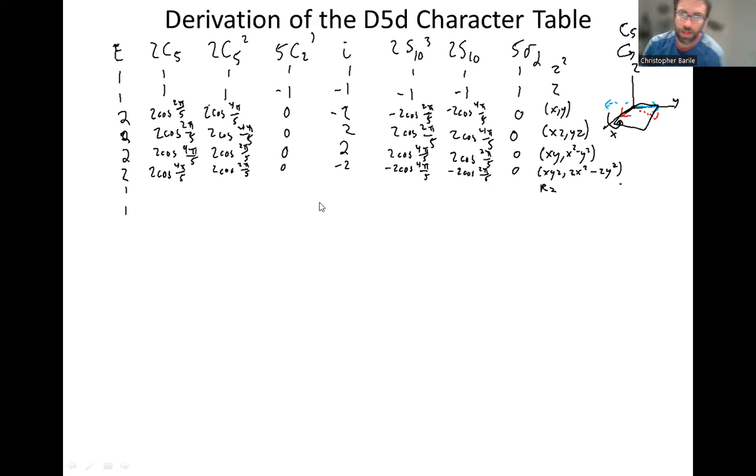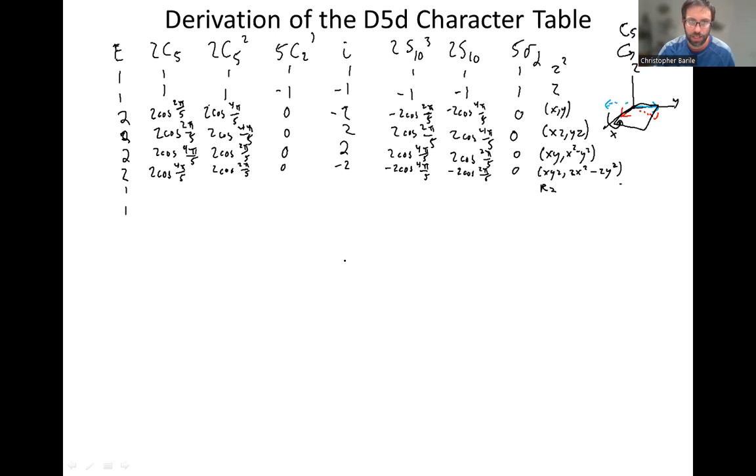All right, we're here just a couple more steps away from completely deriving the D5d character table. We're trying to come up with the two last irreducible representations. I've actually erased the gamma symbols because soon we're going to have to erase those and put in the Mulliken symbols once we figure out what everything is.